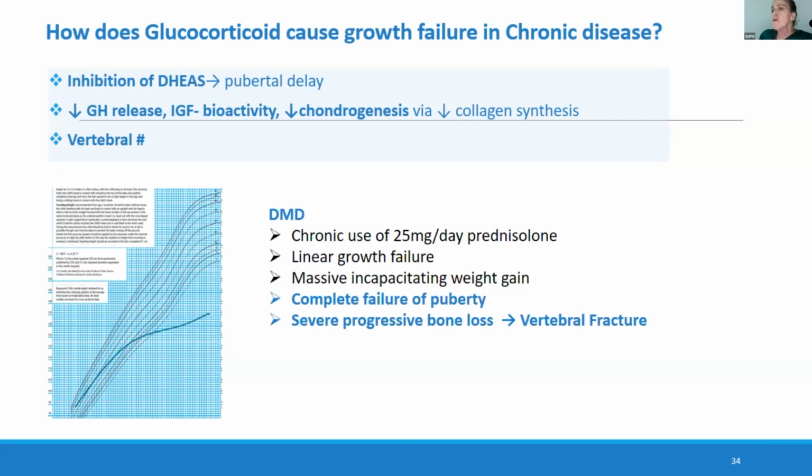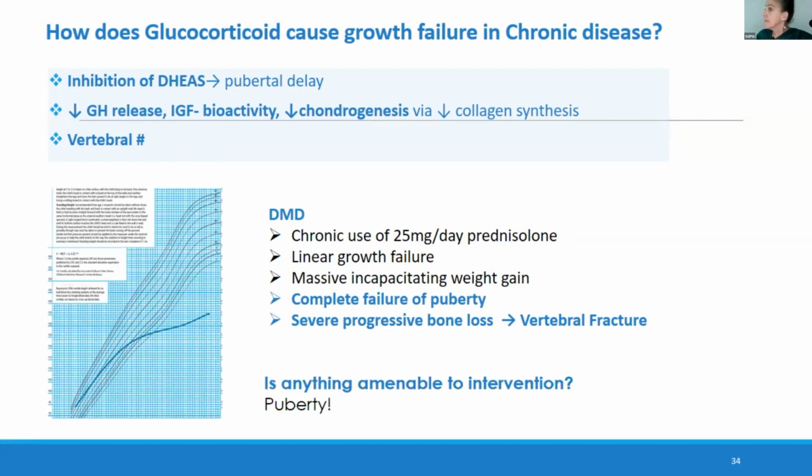But I don't know how many of you have been asked to see a patient with Duchenne muscular dystrophy. The neurologists tend to keep them to themselves, but you need to educate your neurologists that this is a huge problem. Most of these patients are taking the equivalent of 25 milligrams of prednisolone a day. They have hopeless growth failure, as you can see in the growth chart. They have massive incapacitating weight gain. Puberty cannot possibly occur in somebody taking 25 milligrams of pred a day for years on end, and they have multiple vertebral fractures by the time they get to see you.